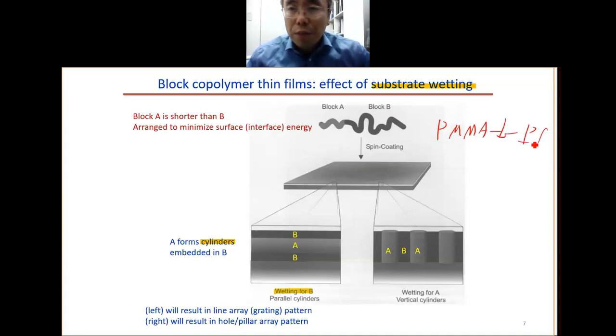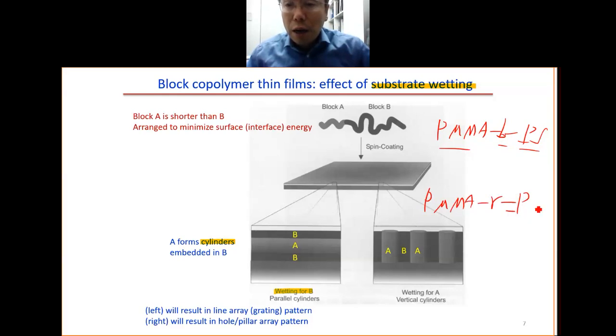For example, we have PMMA-block-polystyrene. We need a surface with the same surface energy to PMMA and also to polystyrene. This way we have a neutral surface. This can be achieved by PMMA-r-polystyrene. So here is the block polymer.